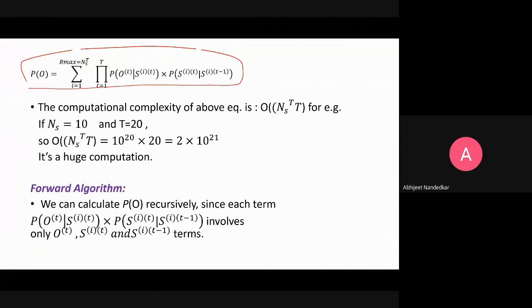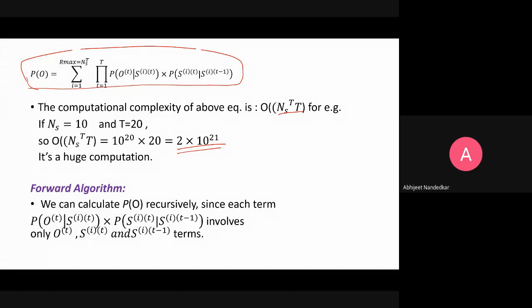Now see the computational complexity of the above equation: it is Ns to the power T into T. For example, if Ns, the number of states, is 10 and the sequence length is 20, then the number of computations of the above equation, it looks like a very small equation, but the computations are of the order 10 to the power 21. It's a huge computation with only 10 states and length 20.